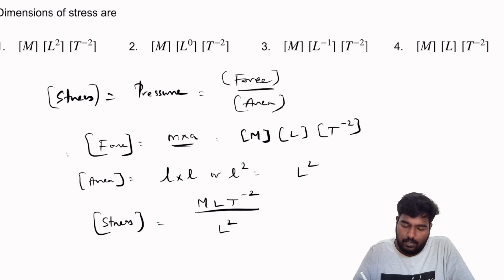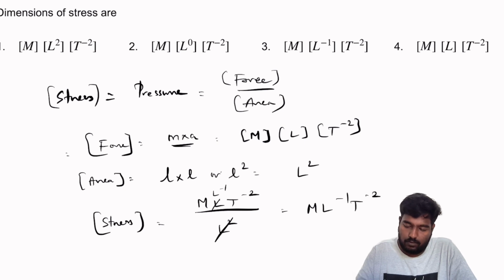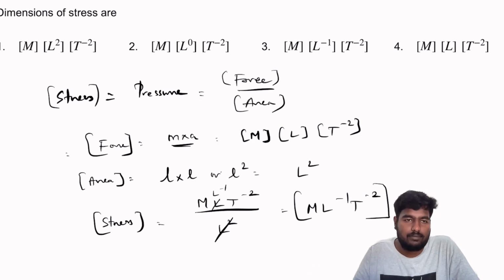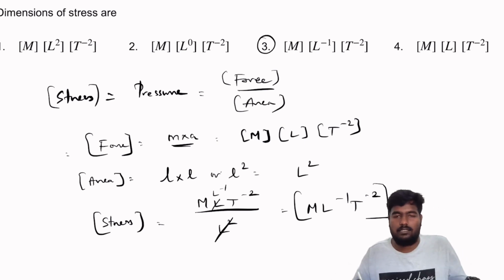So over L square, we have L, so we will have L power minus 1. In general, the dimension of pressure will be M L power minus 1 T power minus 2. So that's the dimension of stress or pressure. Do we have that in the options? M L power minus 1 T power minus 2. Yes, I think C is the right answer.